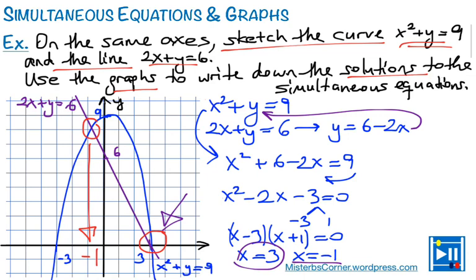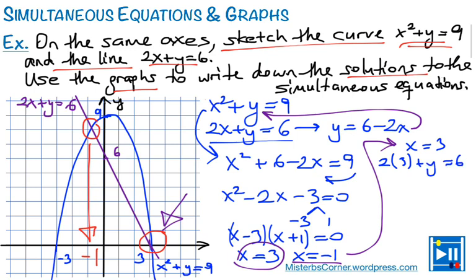Of course, while solving algebraically, I should go on and find y values, so I'll use the second equation. For x is 3, 2 times 3 plus y is 6, so y is 0, obviously. And for x is -1, 2 times -1 plus y is 6. This makes -2. If you send it to the other side, you find y to be 8, which we also estimated.